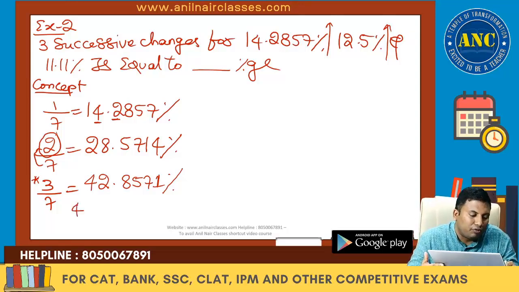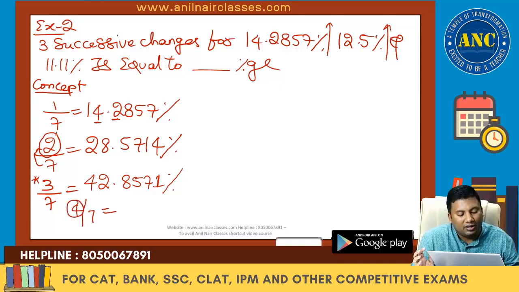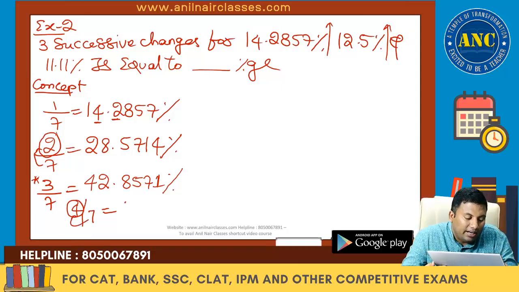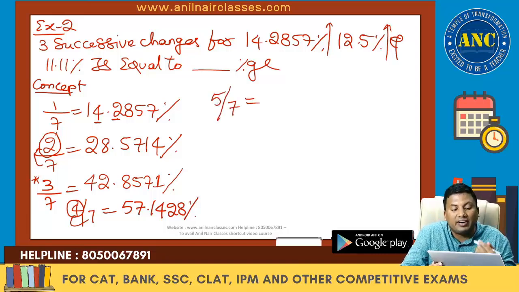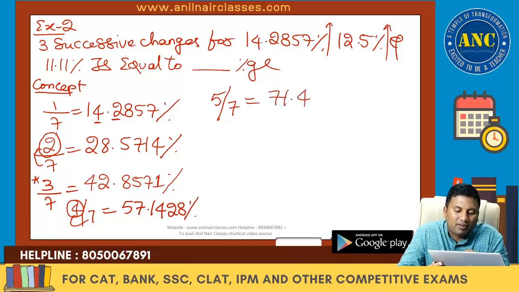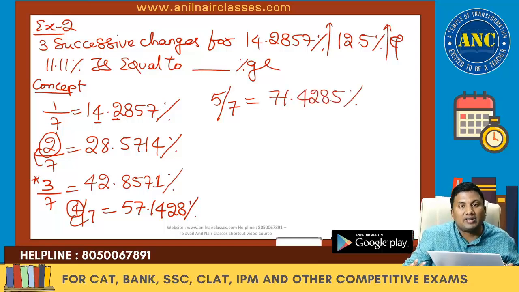Next, if it is 4 by 7, take the numerator, multiply by 10. 4 tens are 40. 7 goes 5 times in 35, 6 times in 42. So 5. Write down the 5 and the next digit, then dot, the remaining digits in serial order. That is 4 by 7. If it is 5 by 7, 5 tens are 50. 7 goes 7 times in 49. Write the 7 and the next digit, giving 71.4285.